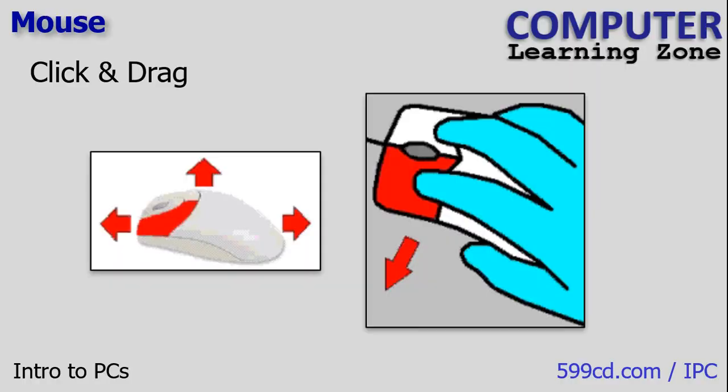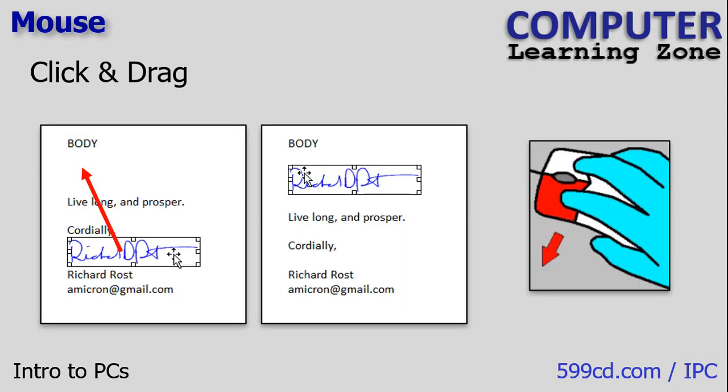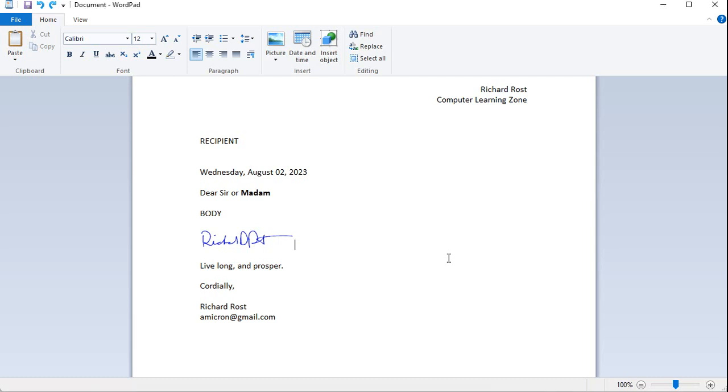Click and drag. To click and drag means to press and hold down the left mouse button, then move the mouse. This action is typically used to move an object on the screen. For example, in my WordPad document, I can click and drag the image of my signature and then move it to a different location. Here's my Word document again.